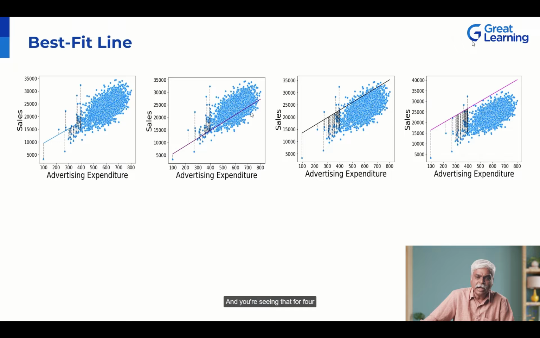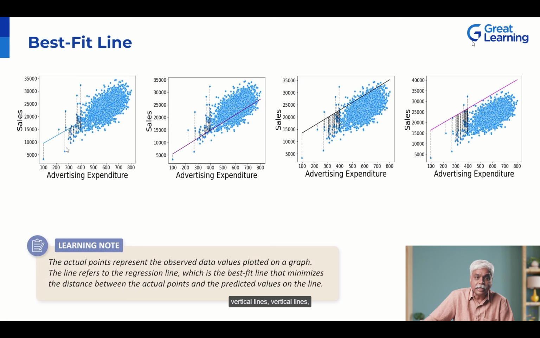And you're seeing that for 4 different lines. For each of these lines, for the first few points, we haven't shown it for all the points, but for the first few points, you can see the difference between the actual point and the line. The line is what is doing the prediction. This difference, these vertical lines, which is the difference of predicted and actual, should be in some sense small. How do we quantify that?